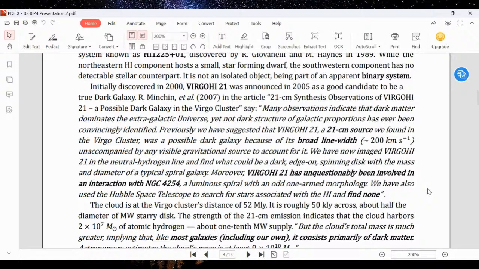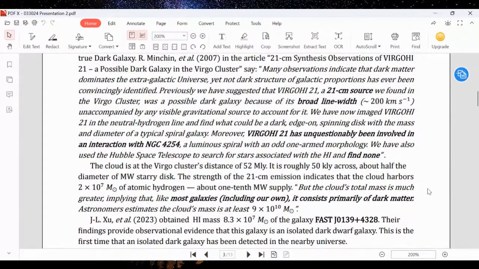We have also used the Hubble Space Telescope to search for stars associated with H1 and found none. The cloud is at the Virgo cluster's distance of 52 million light years. It is roughly 50 kilolight years across, about half the diameter of the Milky Way starry disk.